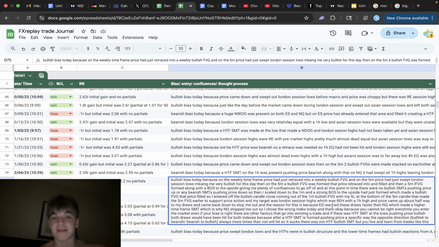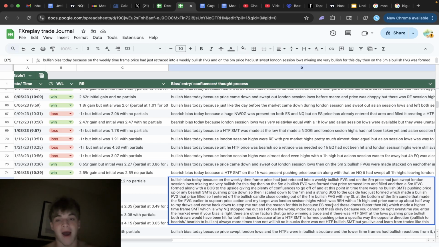If we have a high time frame bearish SMT, let's say on the 1 hour or 4 hour, and we sweep out London session highs and Asian session highs, or just one of the highs, and let's say that there's not even Asian session highs for that specific day.